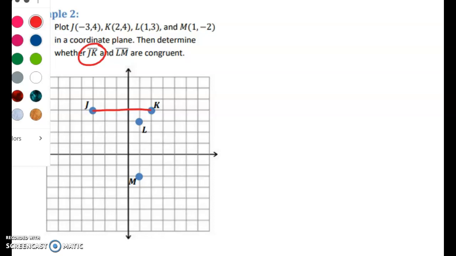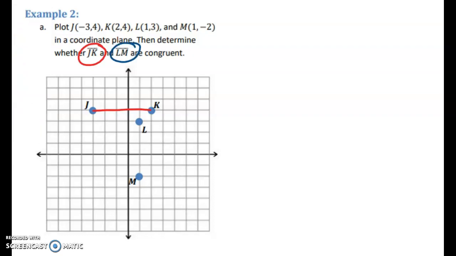And segment LM. So let's go ahead and I'm going to switch colors. I'm going to use L and M and connect them. So these are our 2 segments. And it says determine if they are congruent. Well, what we can do is figure out if they're the same length. So since it's on a grid, we can just count the squares.